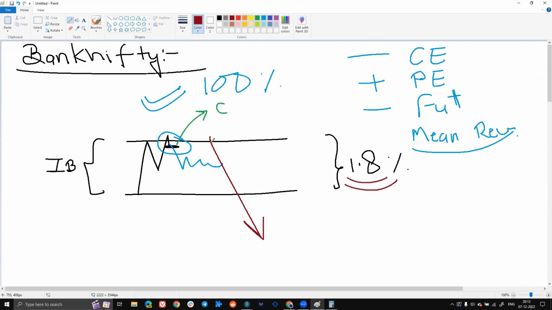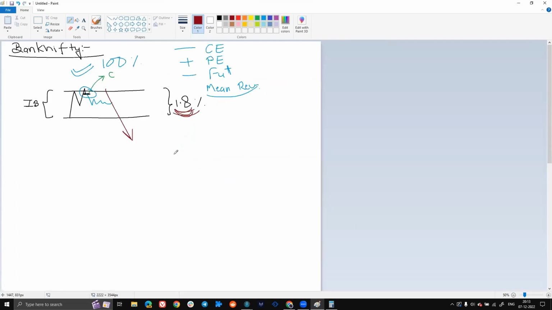Though the potential range for movement is good from top to bottom, but since IB is low, market is not going to be trending. And if market is not going to be trending, that may also mean that if this is IB and market went like this, then this, and its C period closes here, it may just consolidate here.